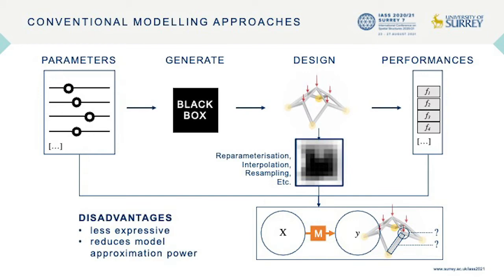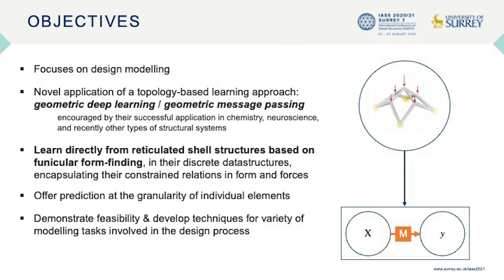These approaches have a number of disadvantages. Chiefly, they are less expressive and can have less approximation power. And many approaches are not able to offer fine-grained predictions on characteristics of individual elements within a discrete system. This research is motivated to address these modeling challenges, applying a class of machine learning methods called geometric message passing or geometric deep learning to learn performance insights directly from the discrete data structure describing equilibrium shell structures.